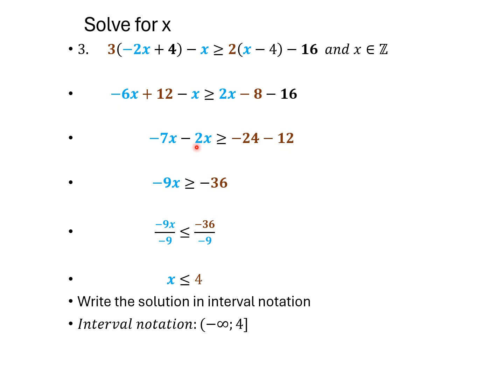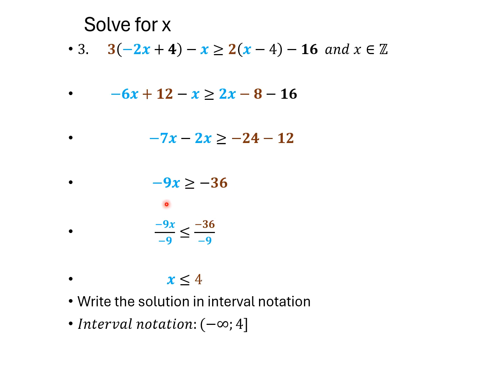So minus 7 minus 2 gives me minus 9x. Minus 24 minus 12 gives me minus 36. Right, I want x on its own, so we will always divide by whatever's in front of x, which in this case happens to be minus 9. So minus 9x divided by negative 9, negative 36 divided by negative 9. Whatever I do on one side, I must do on the other side, right?